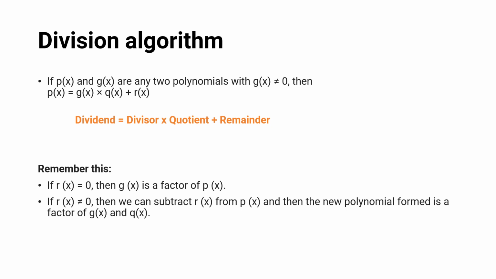Remember this, if r of x equals 0, then g of x is a factor of p of x. If r of x is not equal to 0, then we can subtract r of x from p of x, and the new polynomial formed is divisible by g of x and q of x.